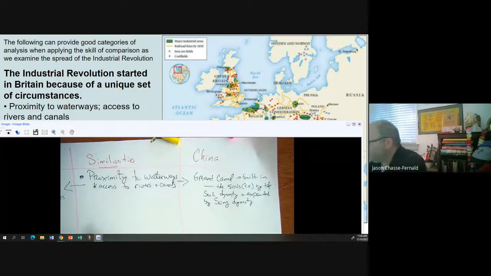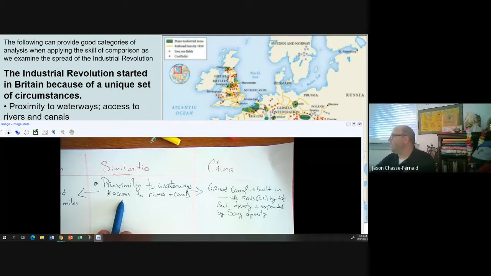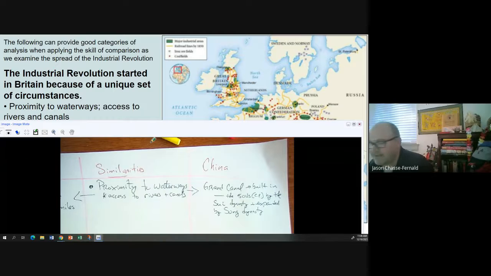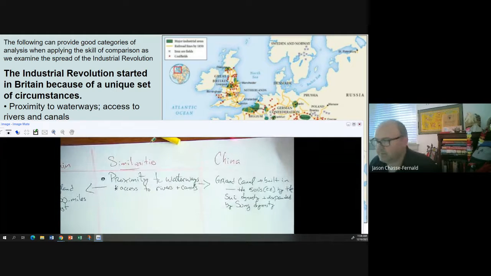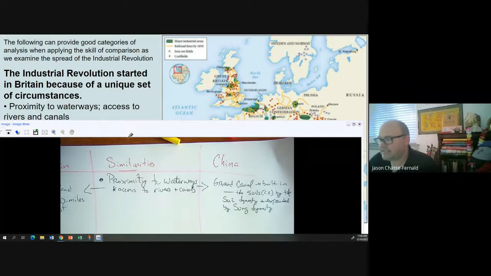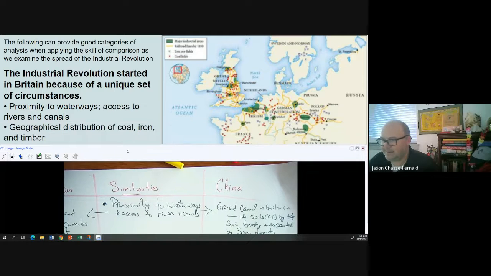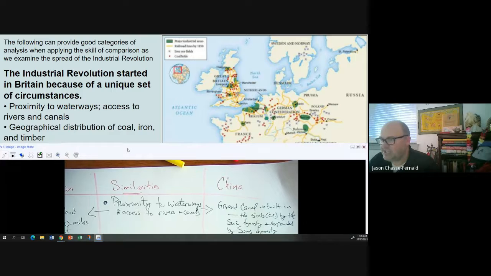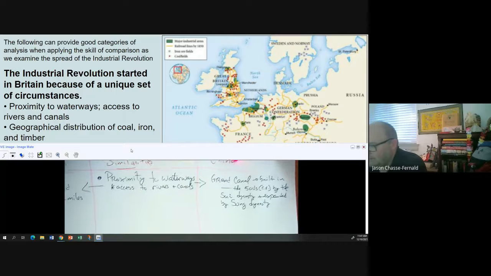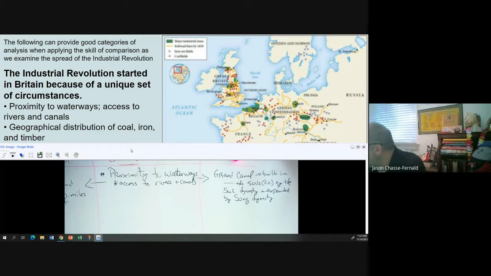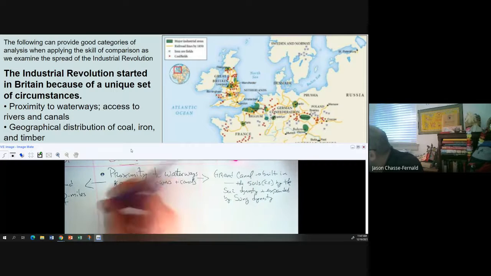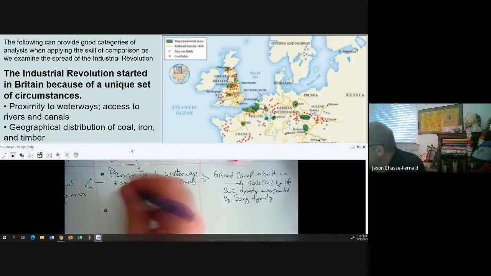So, is this economic or environmental factor the difference maker? I would argue not. Our next possible factor here: geographic distribution of coal, iron, and timber. Geographic distribution of coal, iron, and timber. So let's look at that idea as a contributing factor.